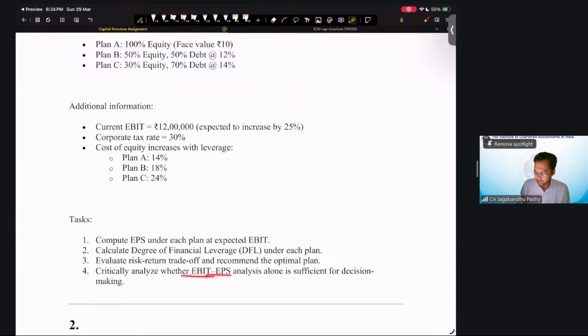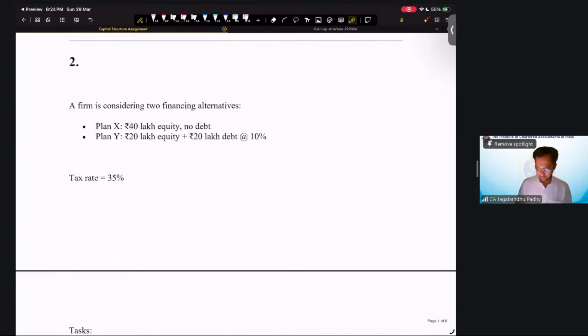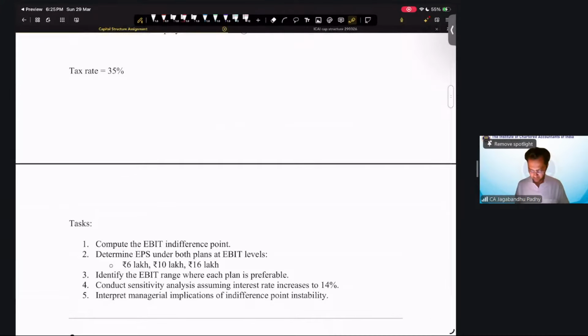And obviously, EBIT-EPS analysis is not sufficient for decision making, because we also need to look at the risk involved in the particular project.